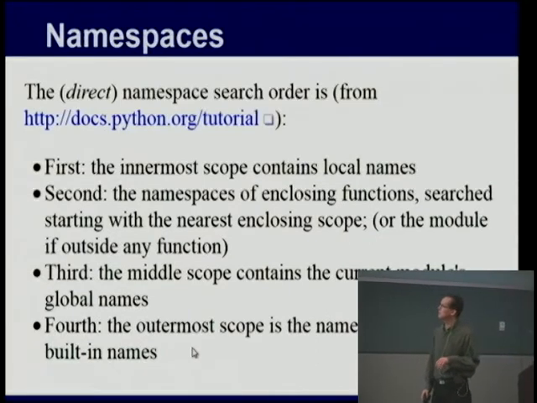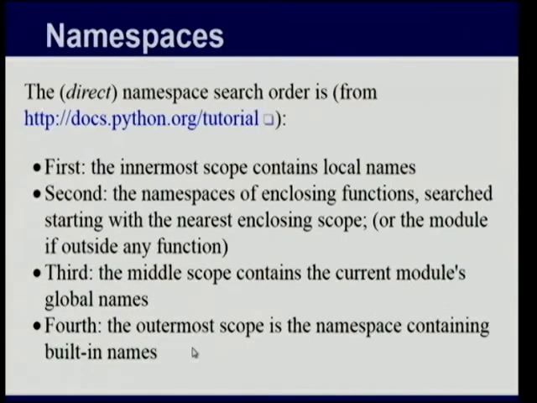The direct namespace search order is, first it looks in the innermost scope for local names, second enclosing functions, third current module global names, fourth the outermost scope. Okay, so that's exactly how namespace searches work.